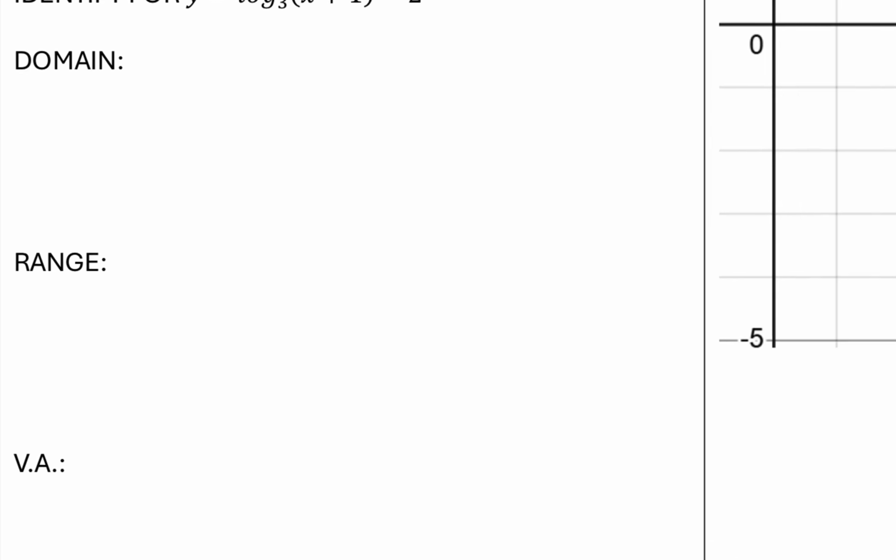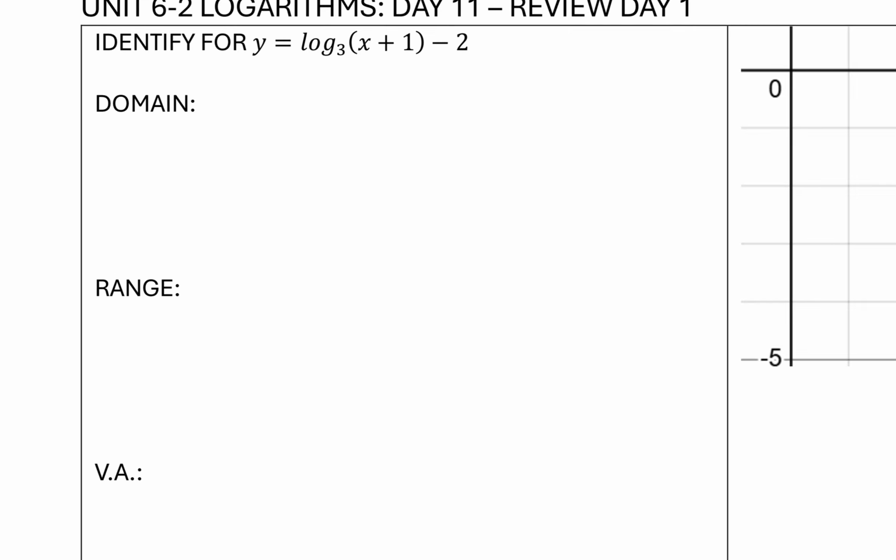Moving on to the next question, we have to identify the following: the domain, range, as well as the vertical asymptote for the following function. We have log base 3 of x plus 1 minus 2. My first step is to identify the domain. Keep in mind that the domain is identified by just simply looking at the terms within the parentheses. In this case scenario, I have x plus 1, set it to be greater than 0. We then isolate for x by subtracting 1 on both sides. This will give us x is greater than negative 1.